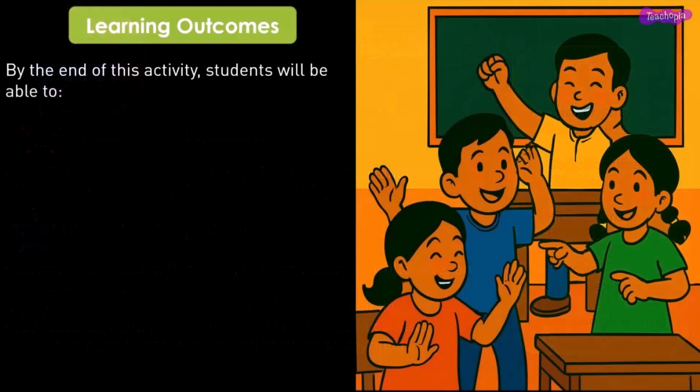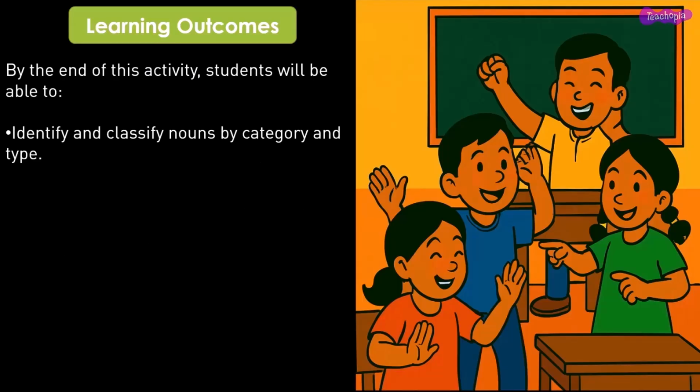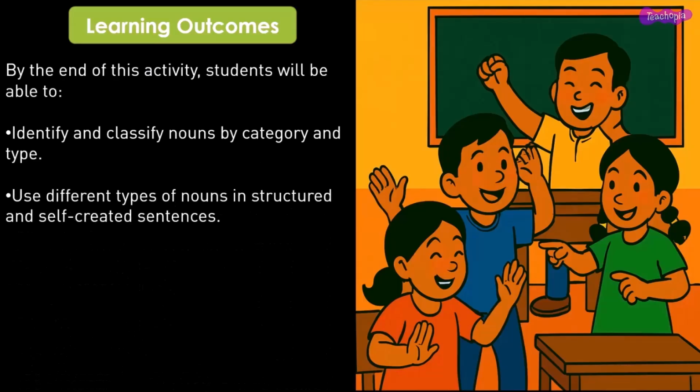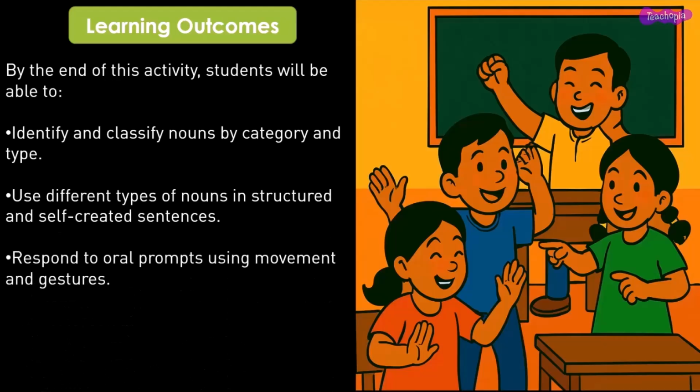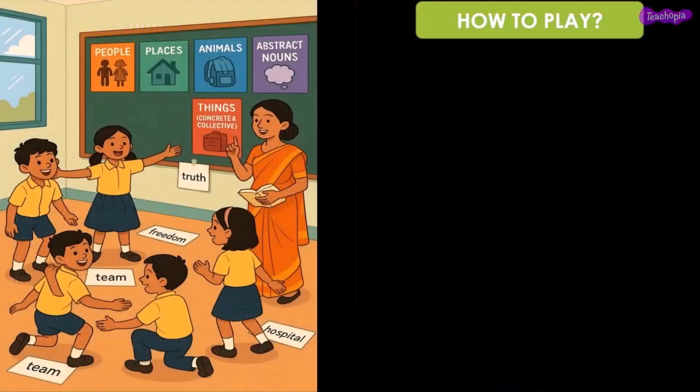At the end of this activity, the learning outcomes expected are that students will be able to identify and classify nouns by category and type, use different types of nouns in structured and self-created sentences, respond to oral prompts using movement and gestures, and explain their classification and usage of nouns in different contexts.